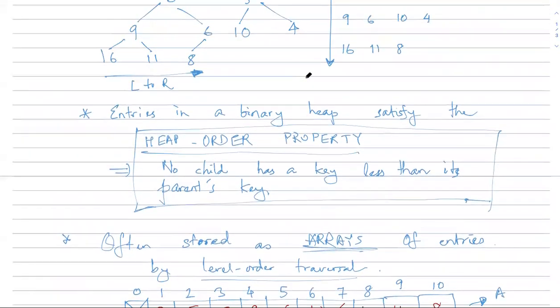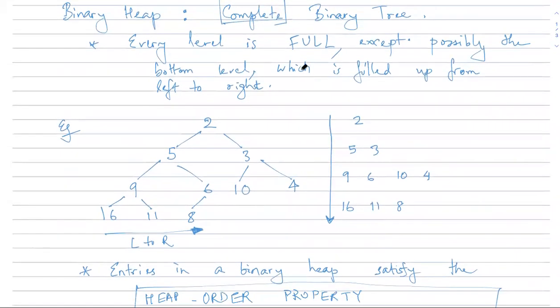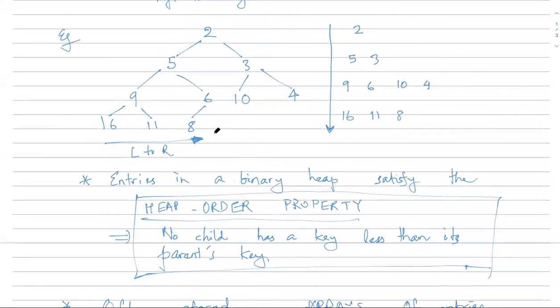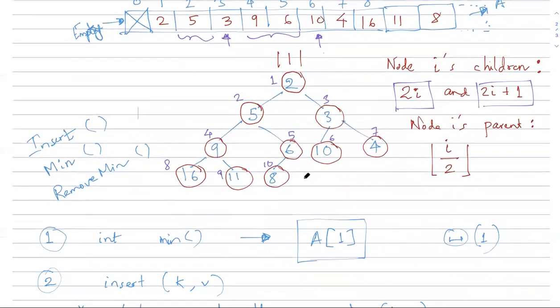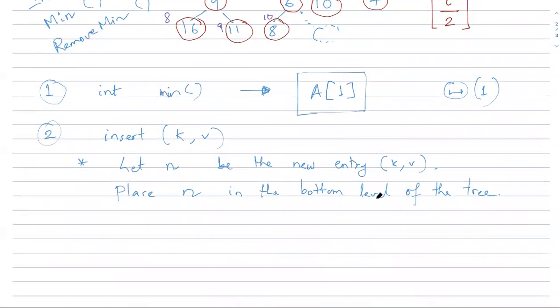Remember, we are maintaining the complete binary tree property. So we are simply going to append to the array. If I have to insert anything, I will be simply appending to this array. And that amounts to, in the tree visualization, just putting a node here. So we place n at the bottom level of the tree at the first open slot from the left.